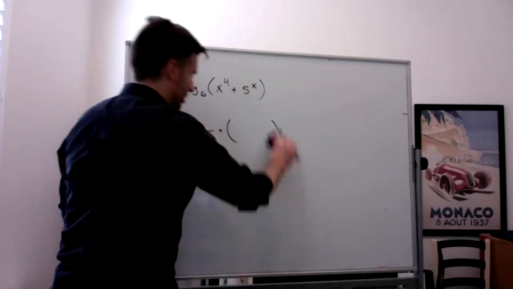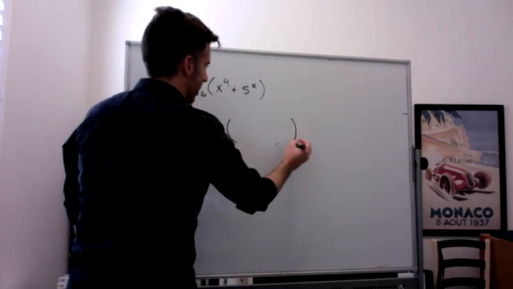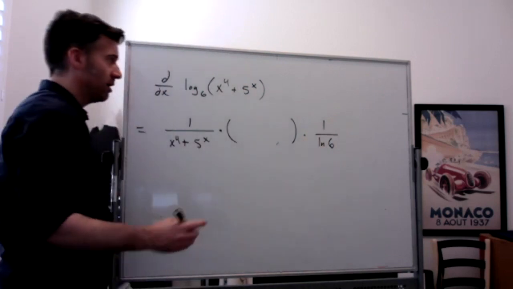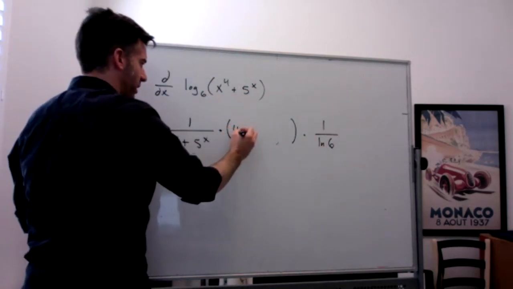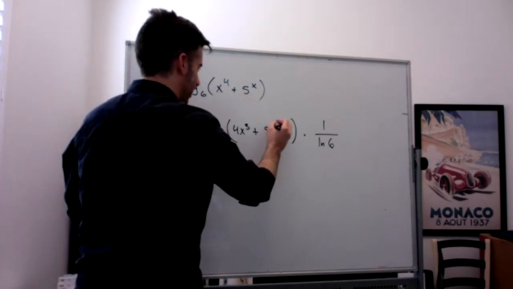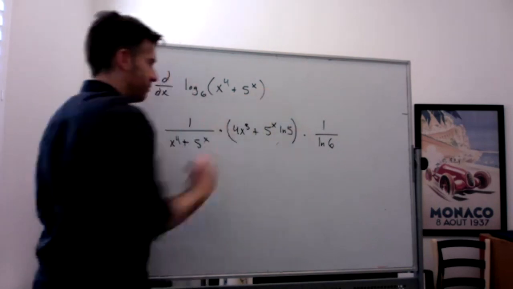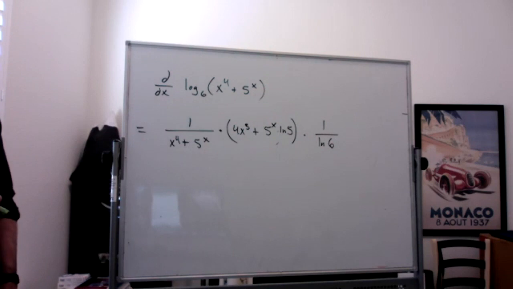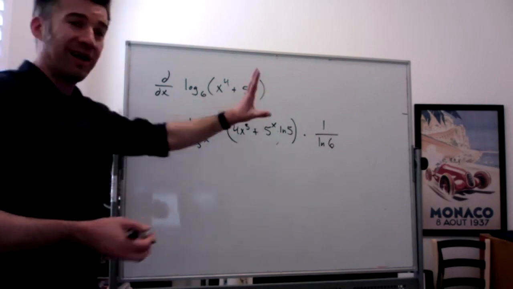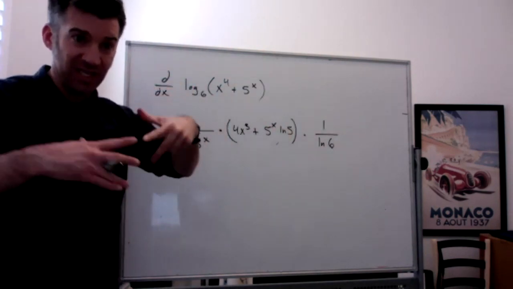And then I also need to divide by the natural log of the base. The derivative of this is 4x cubed plus the derivative of 5 to the x, which is 5 to the x times the natural log of 5. And then again, you could write this more compactly. I like to write it out this way because it really keeps the parts separate for me.